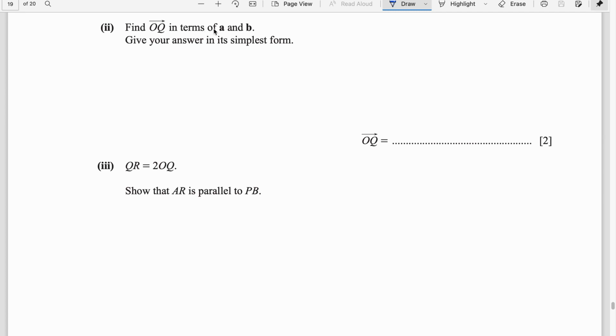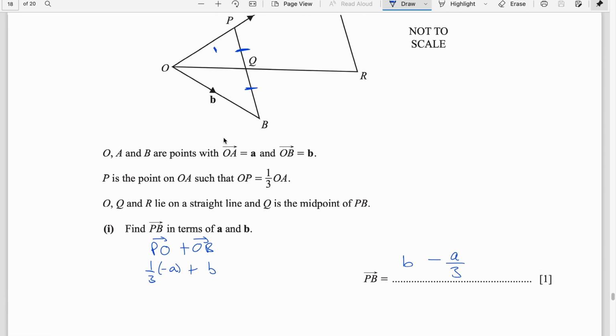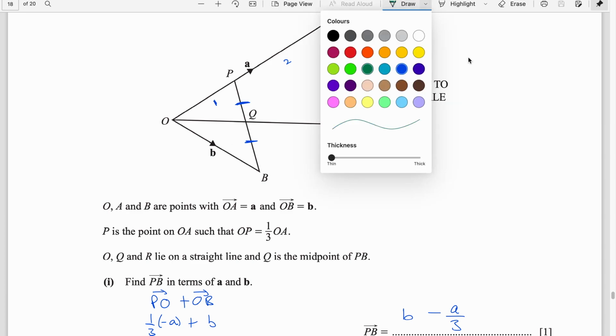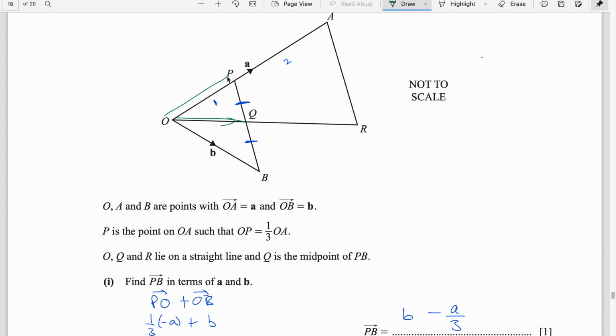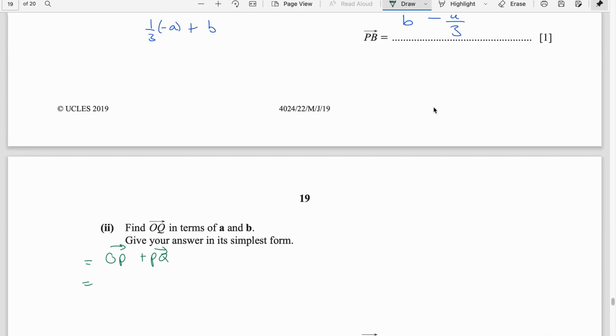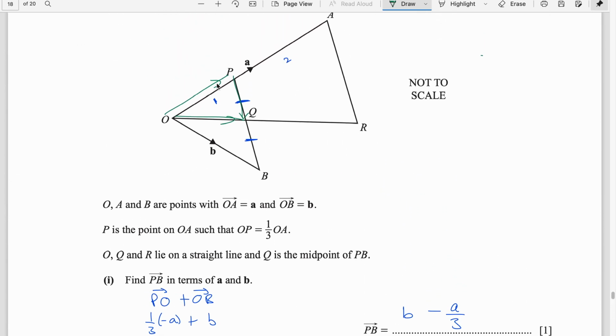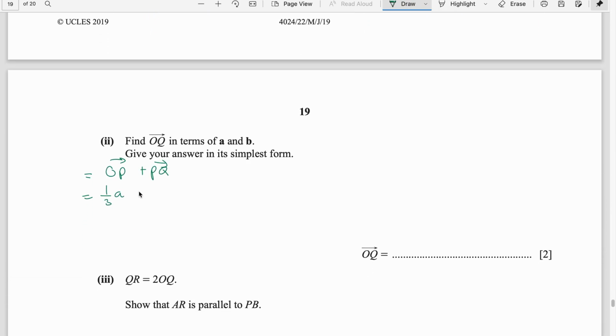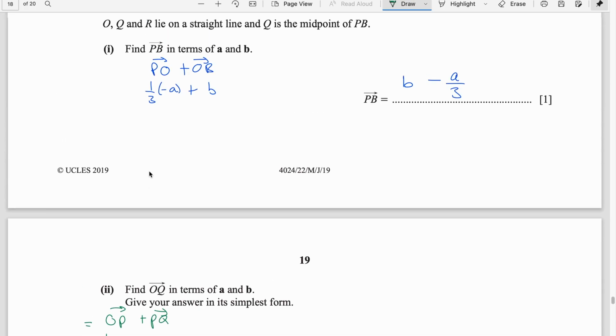Second part, find OQ in terms of A and B. Give your answer in its simplest form. OQ. For OQ, I can say that OQ is OP plus PQ. We have this OP as 1 by 3 of A, 1 by 3A plus PQ.